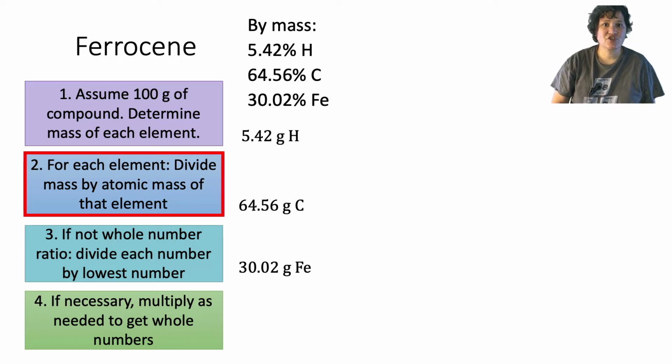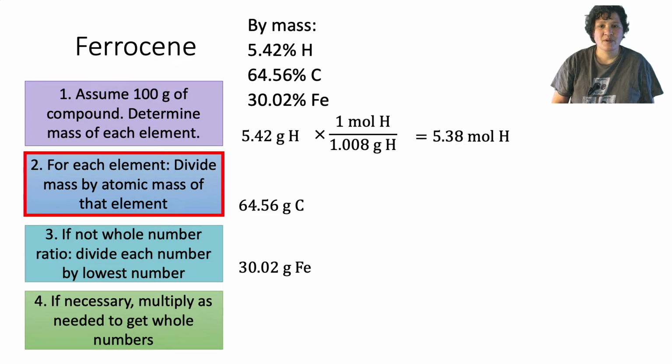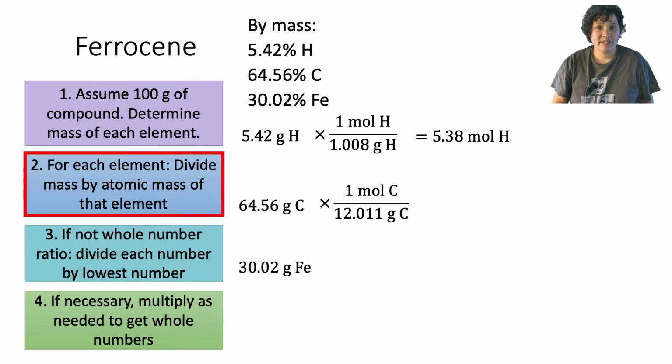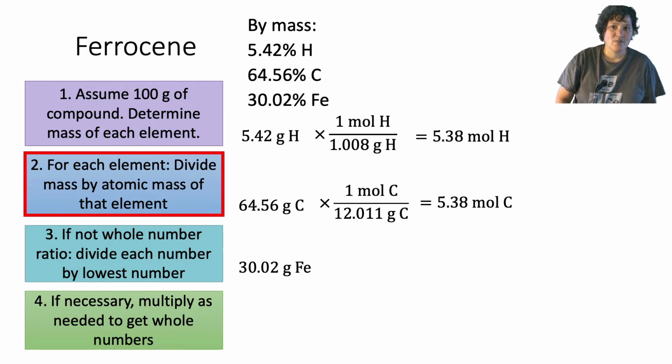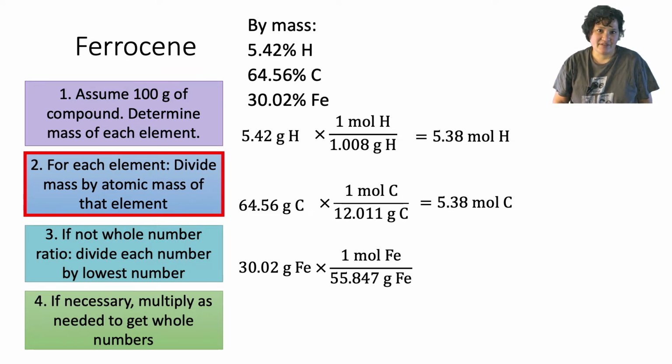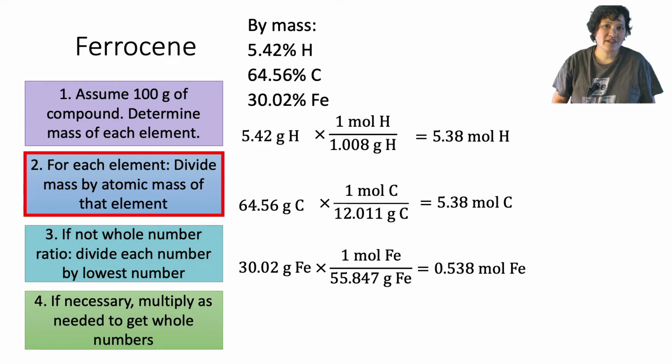The mass of hydrogen should be familiar to you by now. That will give us 5.38 moles of hydrogen. The mass of carbon will also be familiar, and we also have 5.38 moles of carbon. But we will have to look up the mass of iron. That's 55.847 grams per mole. We use this to calculate that we have 0.538 moles of iron.